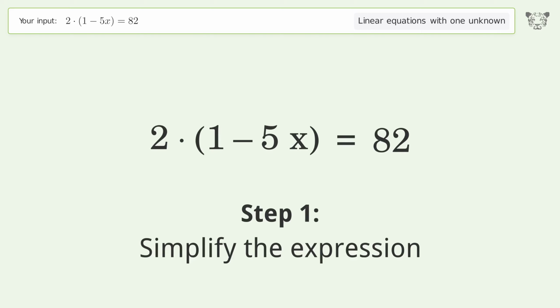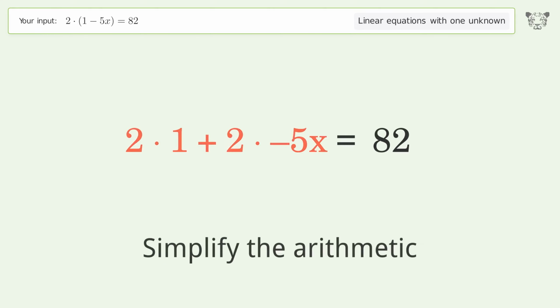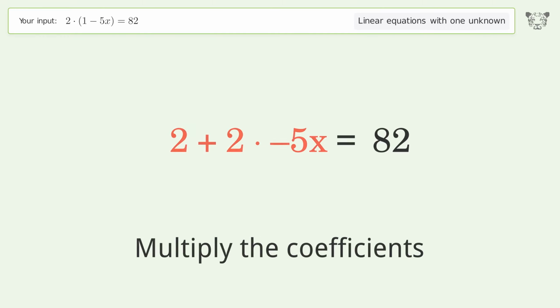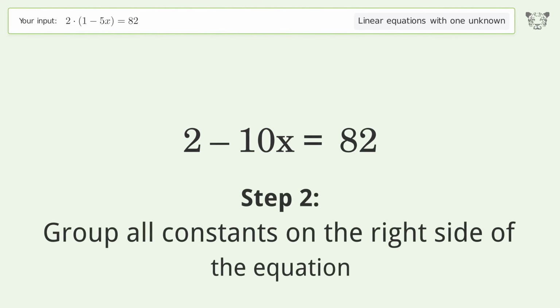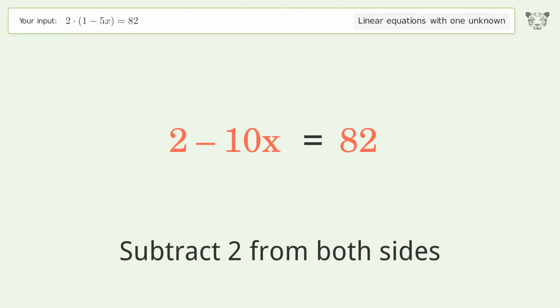Simplify the expression. Expand the parentheses. Simplify the arithmetic. Multiply the coefficients. Group all constants on the right side of the equation. Subtract 2 from both sides.